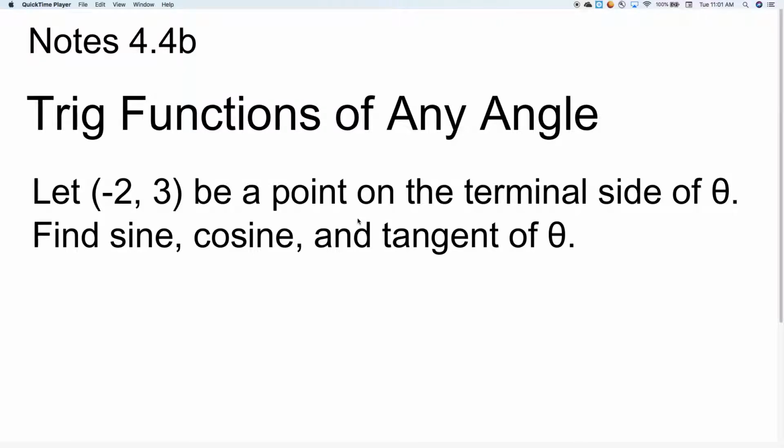You don't have a lot of information, right? So it's like, what can you do with the information that I gave you that might allow you to find sine, cosine, and tangent? So brainstorm with your groups. I'm going to be walking around and eavesdropping.